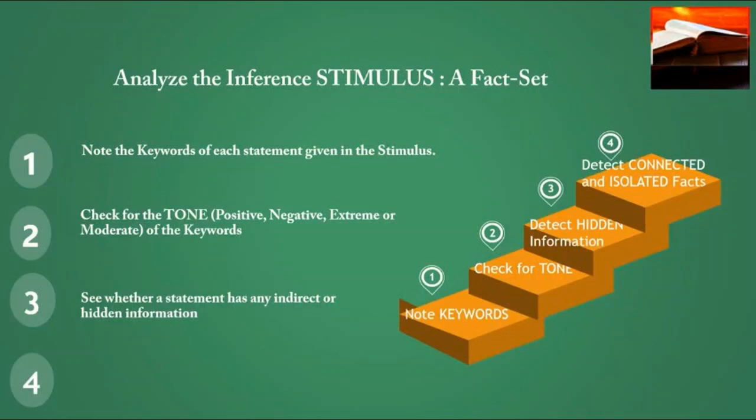Look for connected and isolated facts. For example, Sam is a businessman. Sam is rich. Businessmen believe in God. Out of these three, the first and the last are connected. The second, Sam is rich, is an isolated fact. This statement cannot lead to any inference. Only two connected statements or a statement having some hidden or indirect information can lead to the inference.